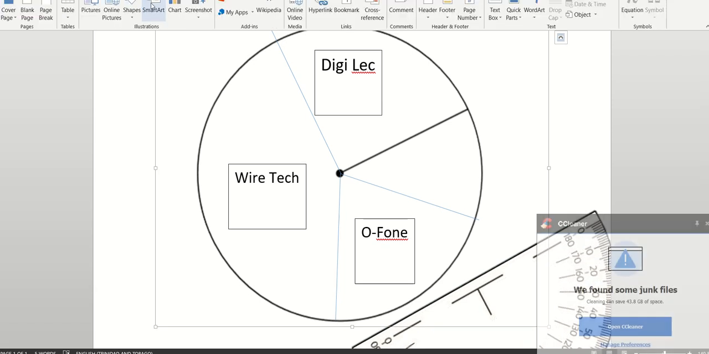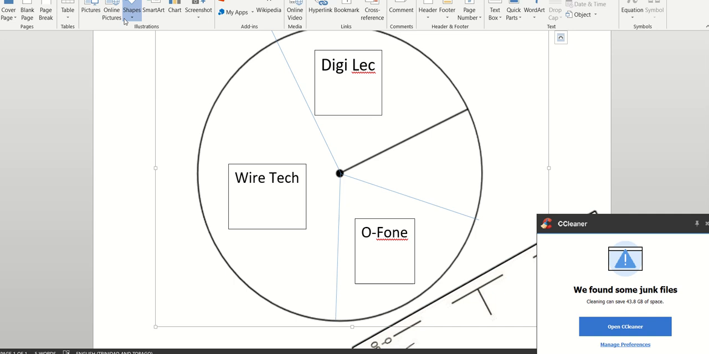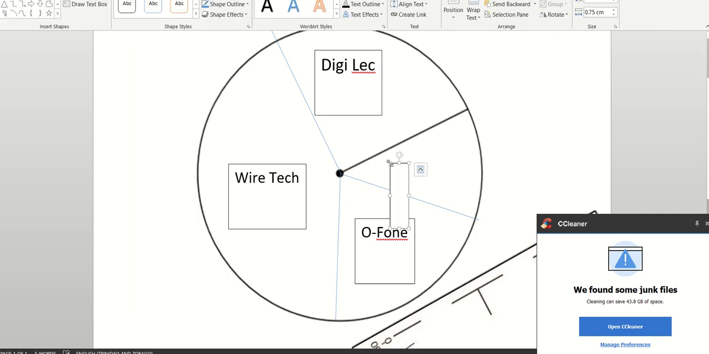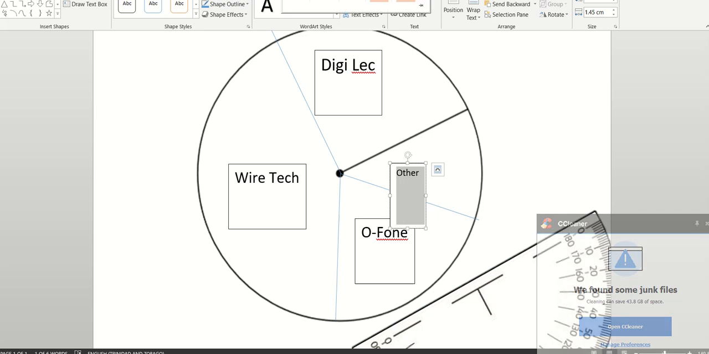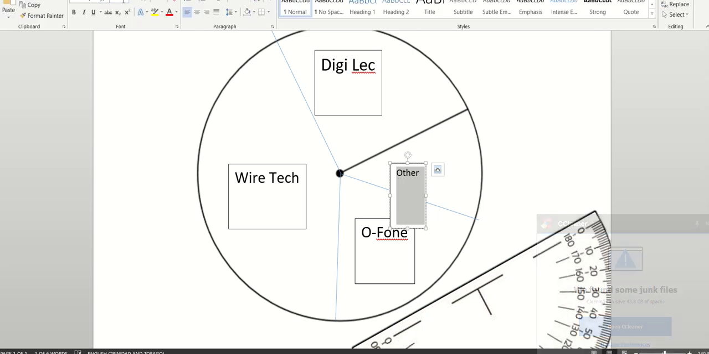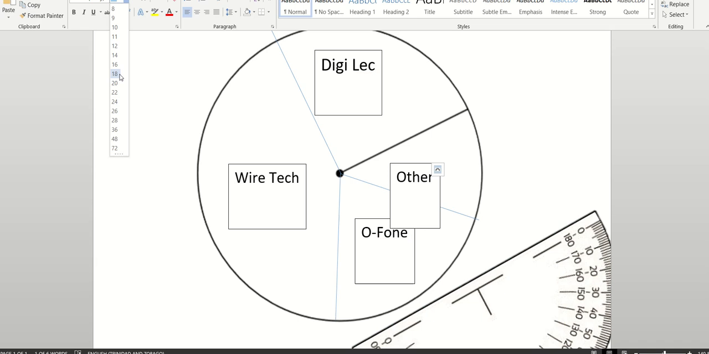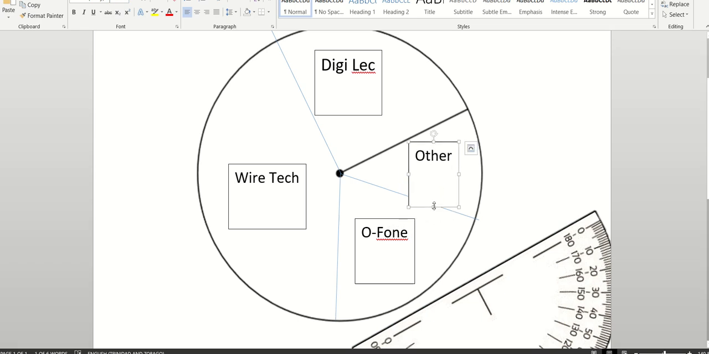Let me just label this one here. Shapes. This here is other, right? Other. Right, so this is how it would look. Right, so we have Q4.